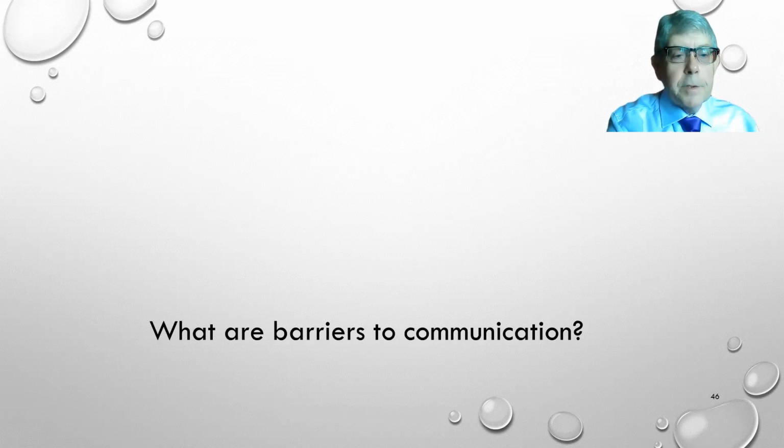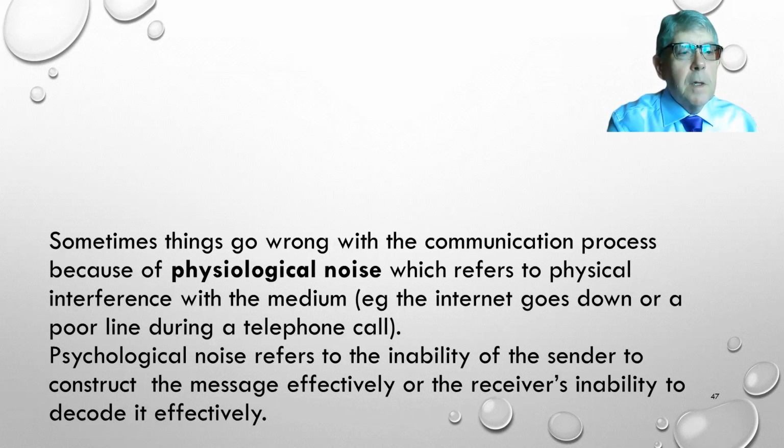What are barriers to communication? Sometimes things go wrong with the communication process because of physiological noise, which refers to physical interference with the medium, e.g. the internet goes down or a poor line during a telephone call. Psychological noise refers to the inability of the sender to construct the message effectively or the receiver's inability to decode it effectively.